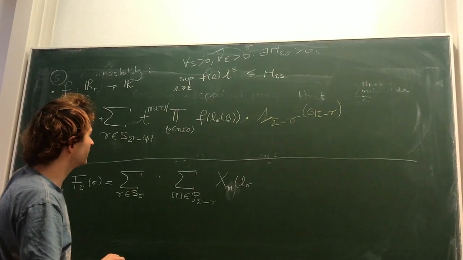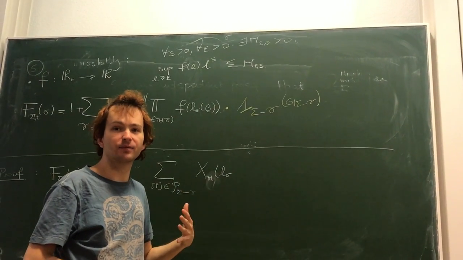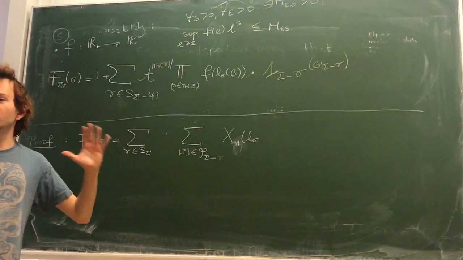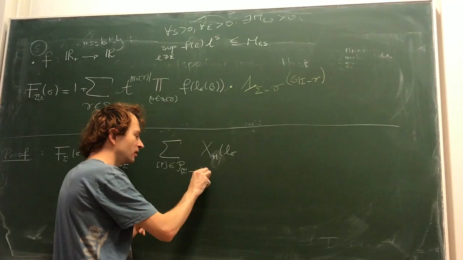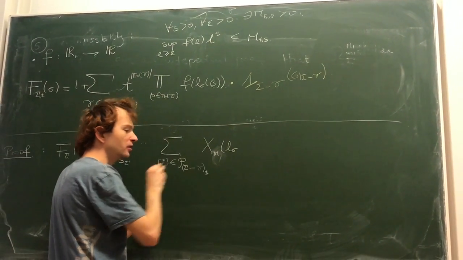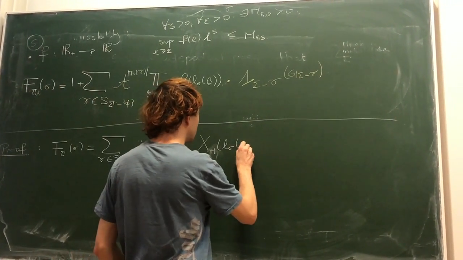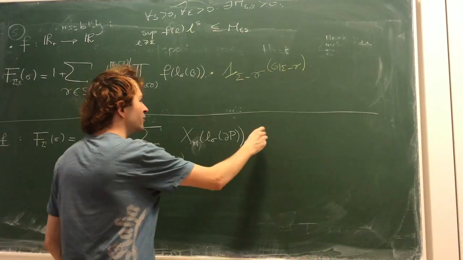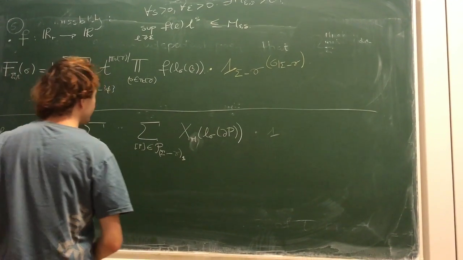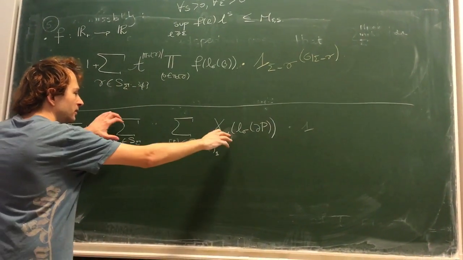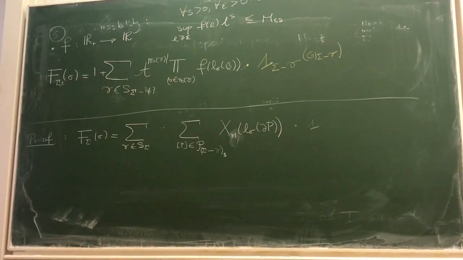So I have to be a bit careful here. When I write sigma minus gamma, it might be a disconnected surface. But the first boundary of sigma is in some component. So what I really write here is just the GR for that component that contains the first boundary. And the rest I just write my one, the rest of the component. And now, these sums are absolutely convergent, so I can exchange them.